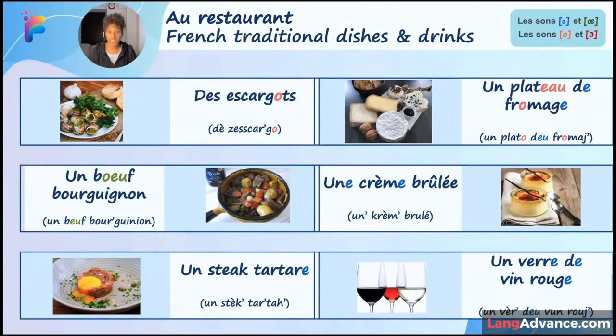French traditional dishes and drinks. Des escargots. Those are the snails. Un bœuf bourguignon. The beef stew. Un steak tartare. Tartare. Un plateau de fromage. Cheese plate. Une crème brûlée. Crème brûlée. Un verre de vin rouge. A glass of red wine.